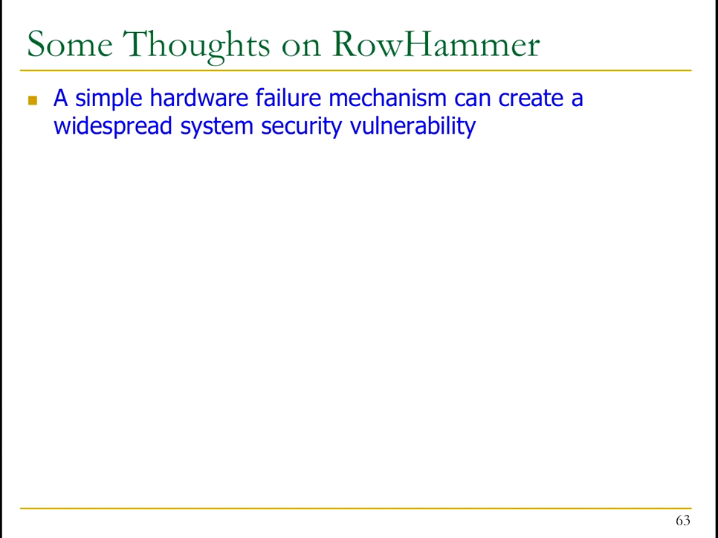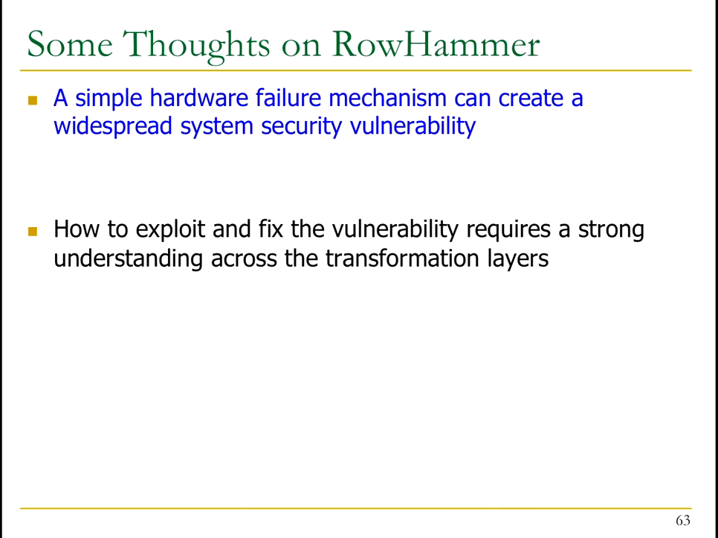Okay, some thoughts. Basically, this may be the first real example of how a simple hardware failure mechanism can create a widespread system security vulnerability. People have always sought this connection between reliability and security. And there was always interest in it, but this may be the most widespread and practical way of connecting these two. And how to exploit and fix the vulnerability requires a strong understanding across the transformation layers.